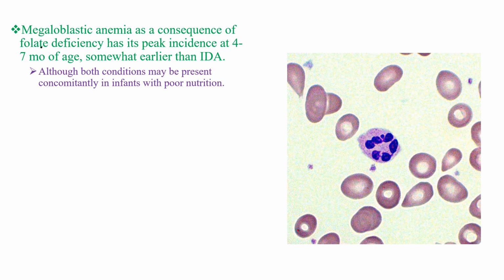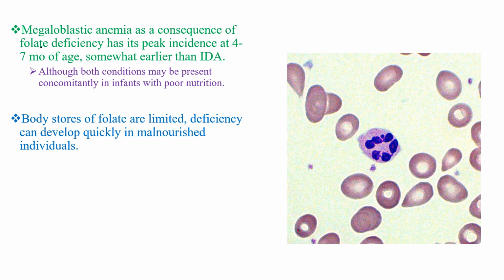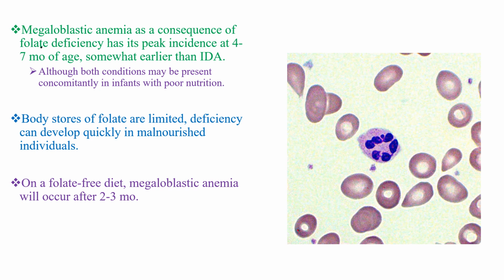Megaloblastic anemia as a consequence of folate deficiency has its peak incidence at 4 to 7 months of age, somewhat earlier than iron deficiency anemia, although both conditions might present concomitantly in infants with poor nutrition. Body stores of folate are limited. Deficiency can develop quickly in malnourished individuals. On a folate-free diet, megaloblastic anemia will occur after 2 to 3 months.